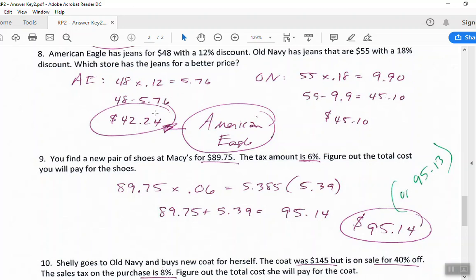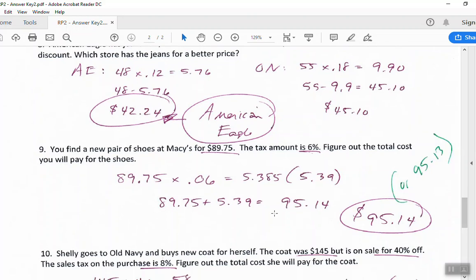Now I can compare them. I can say this one is a little bit higher. I have a bigger discount here. I'm saving almost 10 bucks. I'm only saving 6 bucks here, but the sale price is what I'm more concerned with, and that's the better deal at American Eagle. So we're going to take that one and say it's the better price.